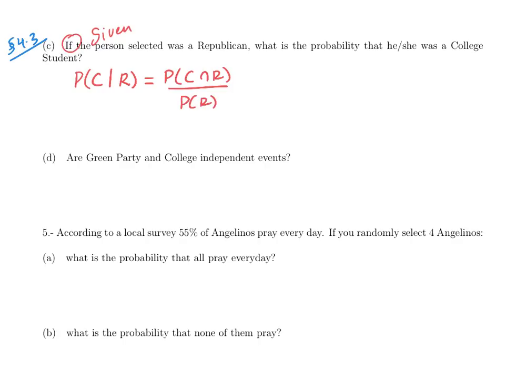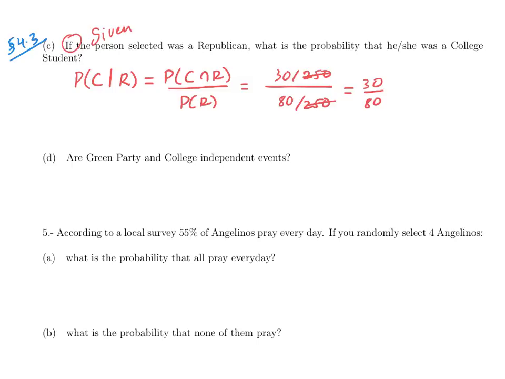Then you look to the table. Republicans, you have, remember, 80. So the probability is 80 over 250. And the number of college Republicans is 30. So simplify, and this is 30 over 80. Again, do not simplify. Just leave the answer like that.